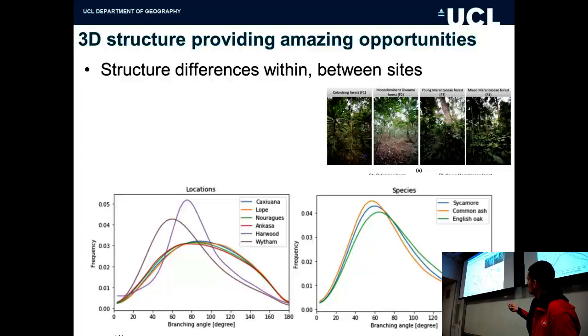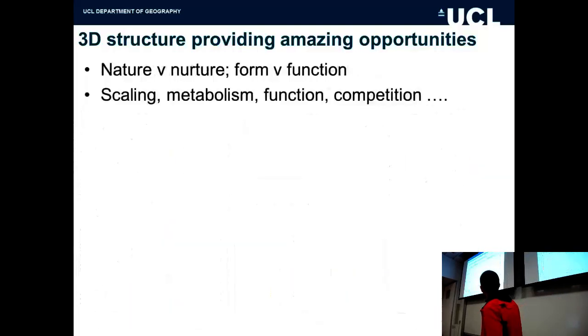This is the species difference within Wytham, so dividing it now within the temperate, deciduous UK woodland. Are these different or not? You know, there are some differences. What are those differences? I'll skip over that bit.